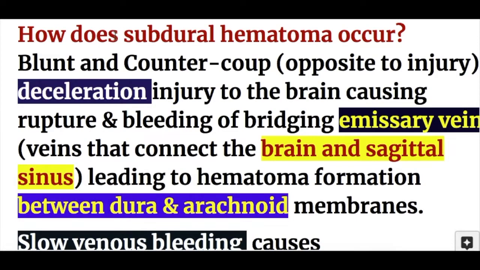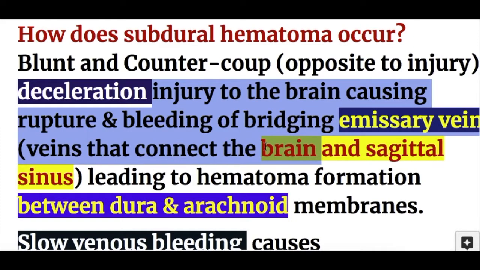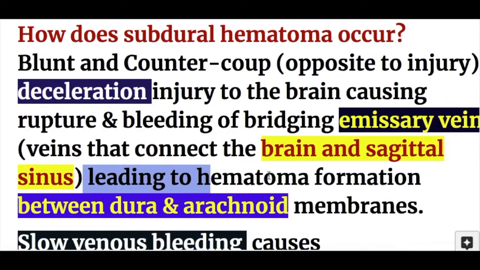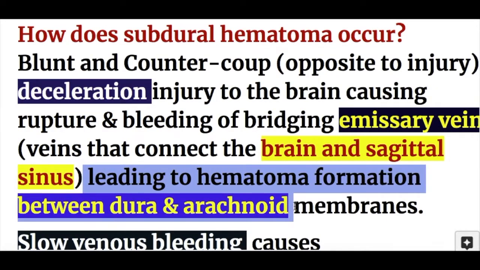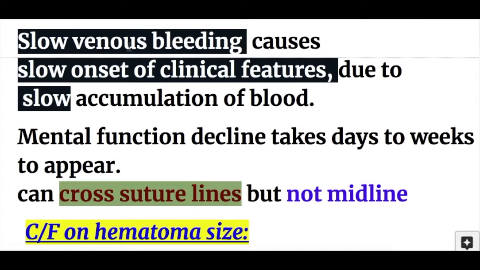So how does subdural hematoma occur? Blunt and counter-coup injuries, with hemorrhage that occurs opposite to the injury, occur due to deceleration injury to the brain, causing rupture and bleeding of the bridging emissary veins that connect brain and sagittal sinus, leading to hematoma formation between the dura and arachnoid. So the blunt and counter-coup injury due to deceleration causes rupture of which blood vessel? They cause rupture of the emissary vein that connects brain and sagittal sinus, which leads to hematoma formation. So it's a venous bleeding.